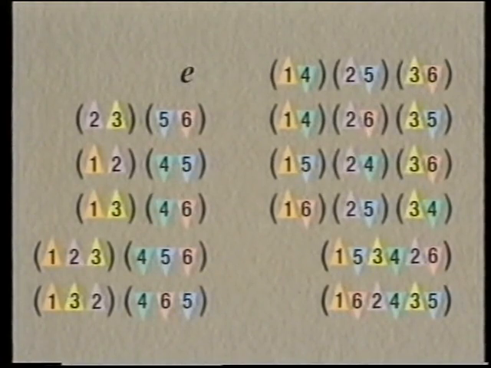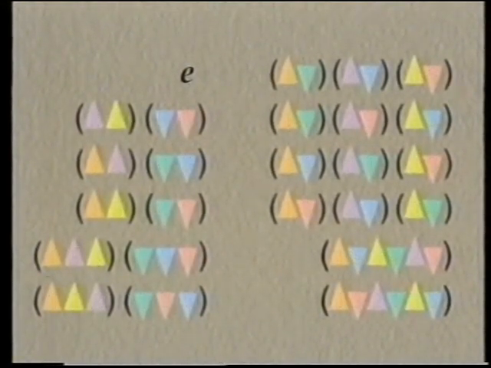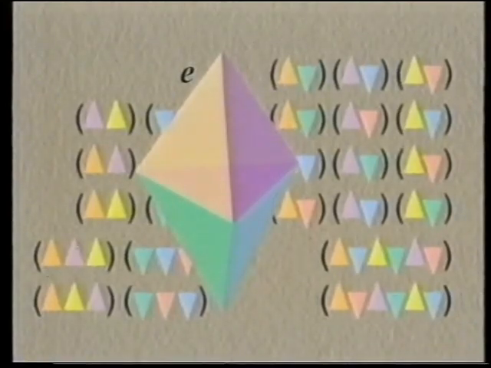As a matter of fact, we don't need the numbers here. We could just use the colours instead. Each element is still a permutation of 6 symbols. 6 colours in this case, but any 6 symbols will do. It's still a subgroup of S6, and it's isomorphic to our geometrical symmetry group.